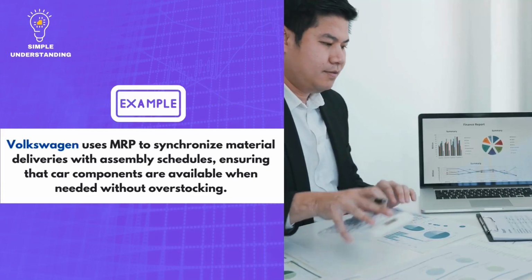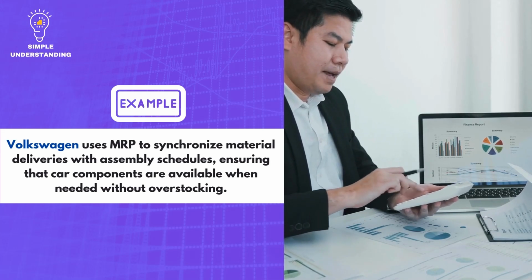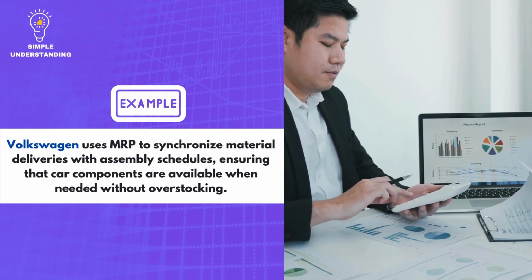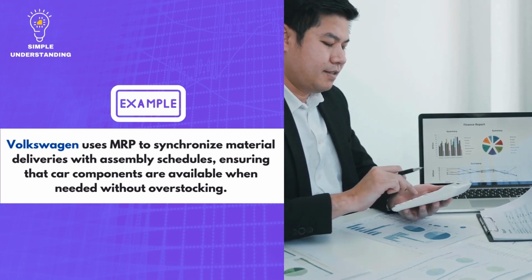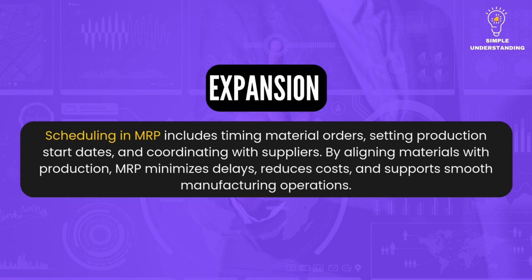Real company example. Volkswagen uses MRP to synchronize material deliveries with assembly schedules, ensuring that car components are available when needed without overstocking. Expansion. Scheduling in MRP includes timing material orders, setting production start dates, and coordinating with suppliers. By aligning materials with production, MRP minimizes delays, reduces costs, and supports smooth manufacturing operations.